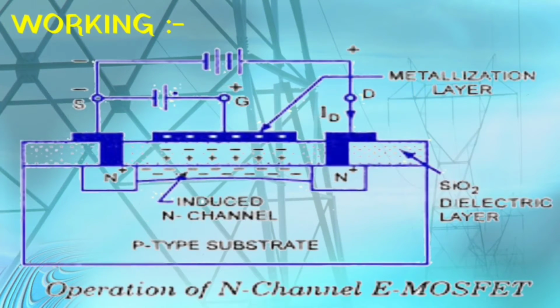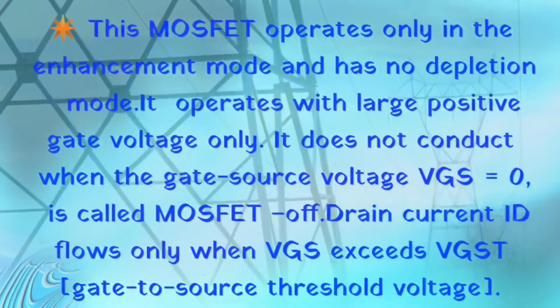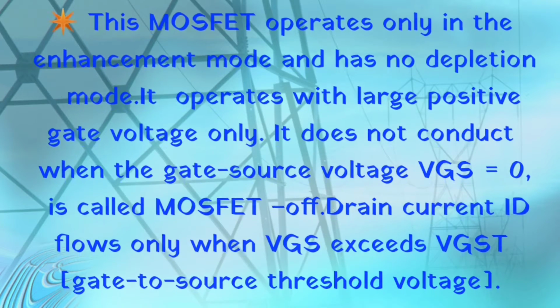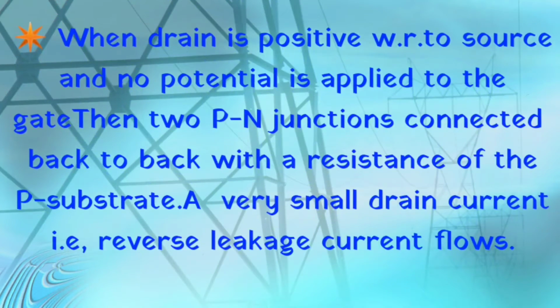Working of the enhancement type MOSFET: the MOSFET operates only in enhancement mode and has no depletion mode. It operates with large positive gate voltage only. When drain is positive with respect to source and no potential is applied to gate, then the two PN junctions are connected back to back with the resistance of the P substrate and a very small leakage current flows.